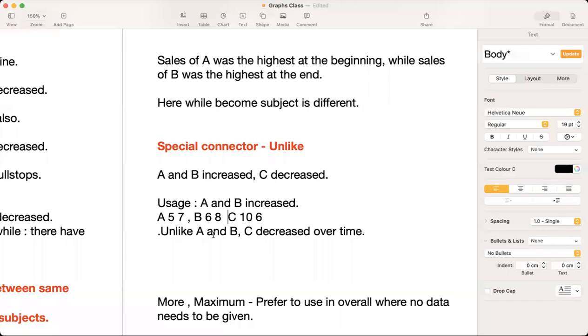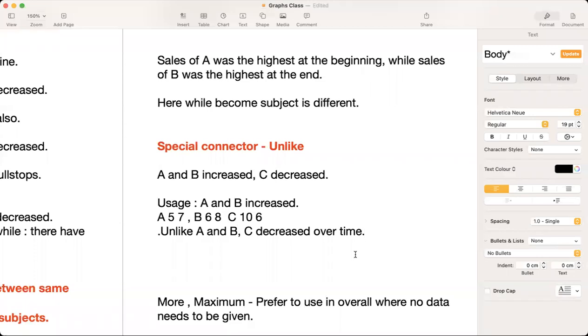First of all, be clear with the meaning of increase. Increase जब होगा तभी हम ऐसे लिख सकते हैं, नहीं तो नहीं लिख सकते. So A increase हो रहा है, B भी increase हो रहा है. A is becoming 5 to 7, B is 6 to 8. So they are both increasing. C is 10 to 6. So C is decreasing. It's an opposite trend. That's why I'm using the word unlike. So unlike A and B, C decreased over time.